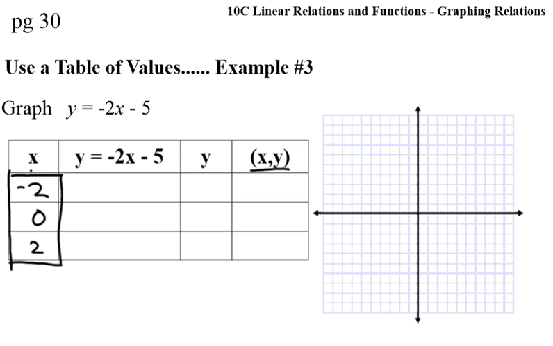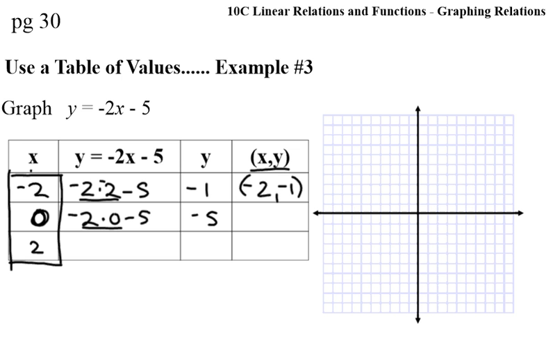So if I use x = -2, then -2 times -2, subtract 5. -2 times -2 is 4. 4 minus 5 is -1. So we end up with (-2, -1) as a point. Now I can use my second x value of 0. -2 times 0 minus 5. -2 times 0 is 0. 0 minus 5 is -5. So we have (0, -5).